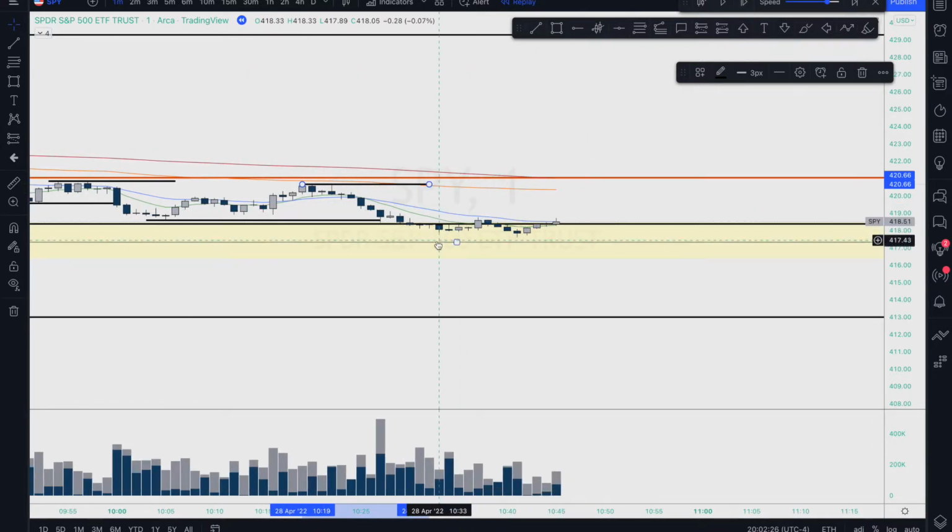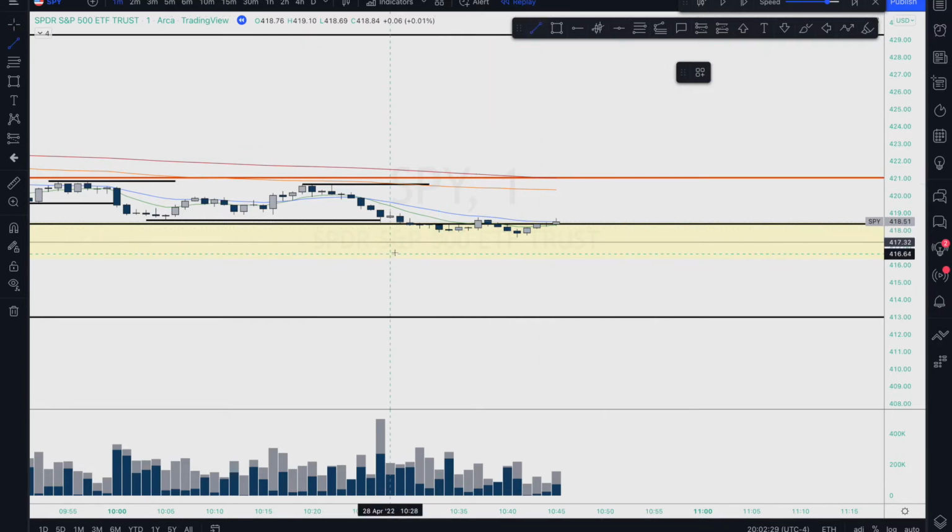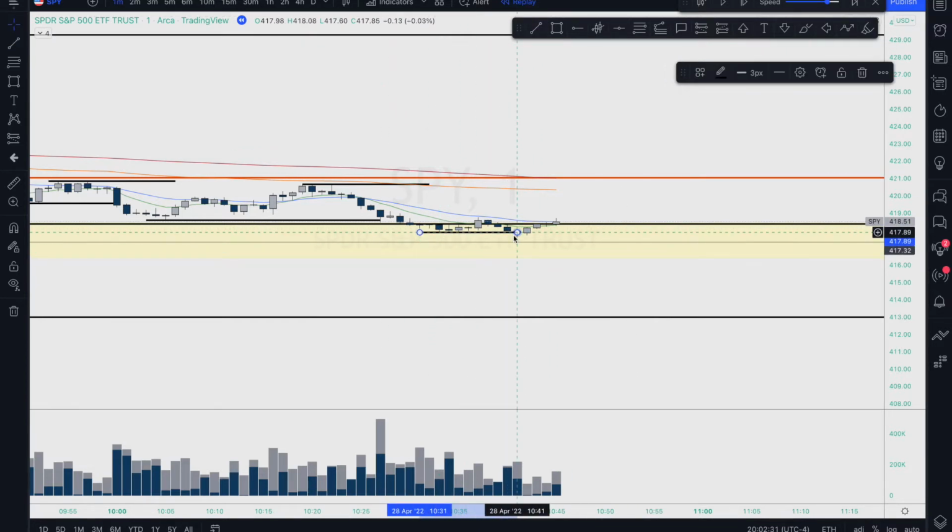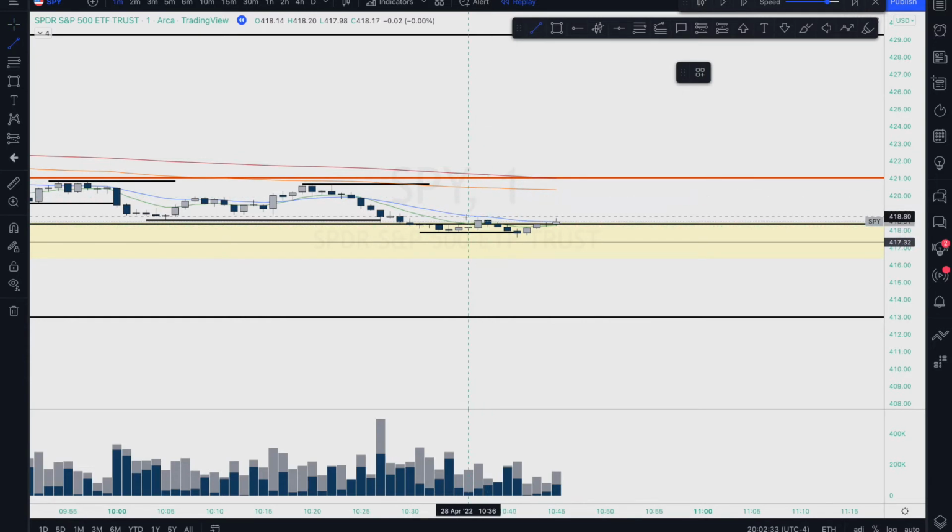All right, and we break that low. You see this low right here. We break another low right there. We put in a lower high. So now what we're doing is we're waiting for a change of character to happen.